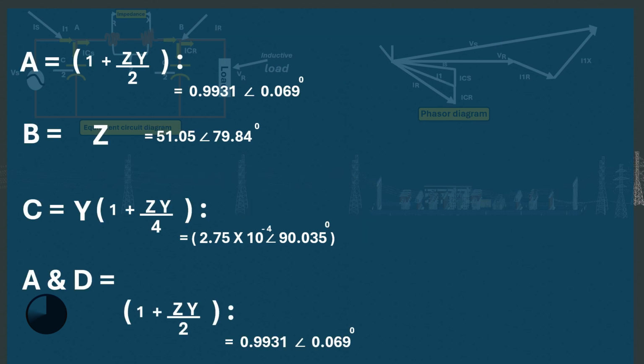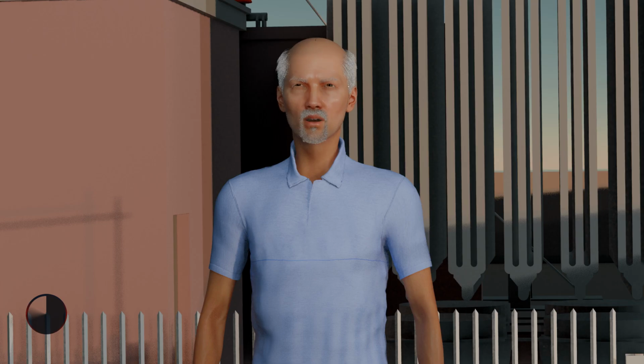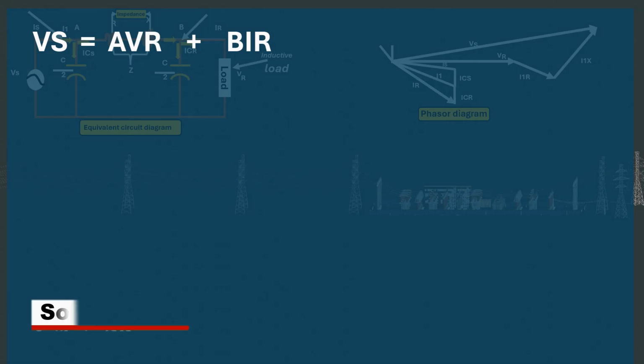Again, we know that parameter D is equal to parameter A. That is because they both share the same formula. Hence the reason why there is no need to calculate again for parameter D. Now that we have gotten all the values of A, B, C, and D parameters, we can now begin to calculate for the sending end voltage Vs and the sending end current Is.